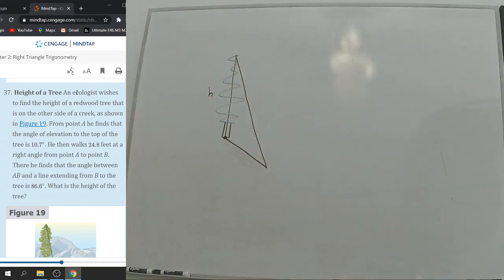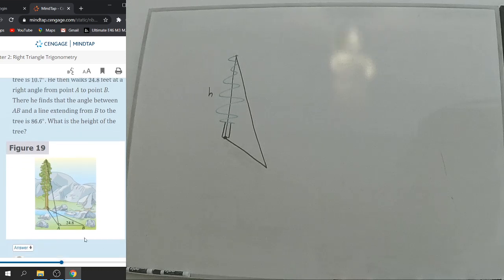the first sentence is really just a bunch of introduction. An ecologist wishes to find the height of a redwood tree that is on the other side of the creek. In the diagram, you can see there's a creek, water running here. The ecologist is on the near side. He doesn't want to get his feet wet. He doesn't want to cross that creek. The water's flowing too rapidly, and he forgot his boots. So he's thinking, oh, shucks, I'll never know the height of that redwood tree.